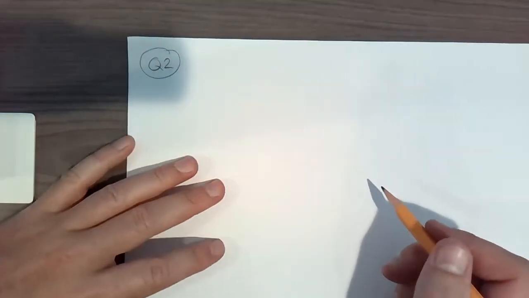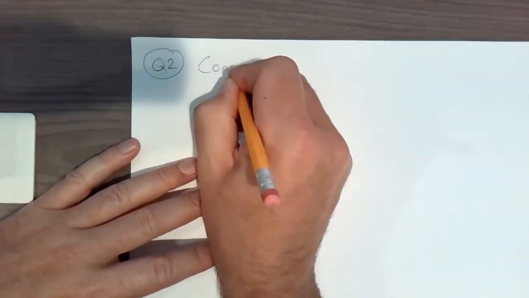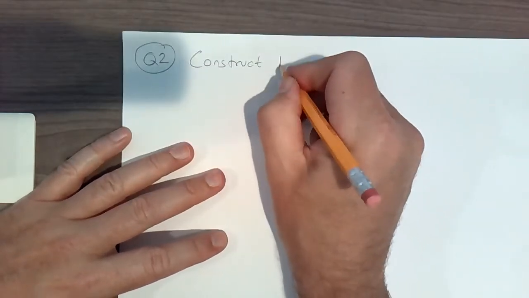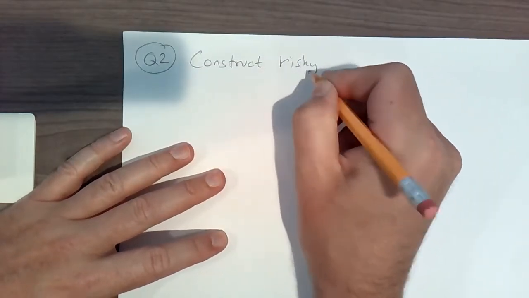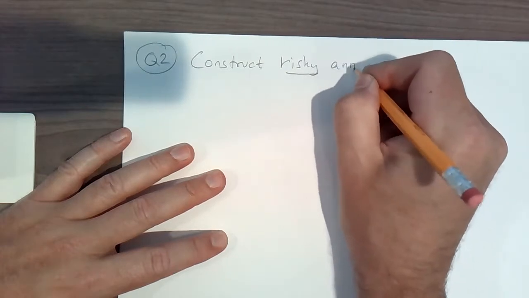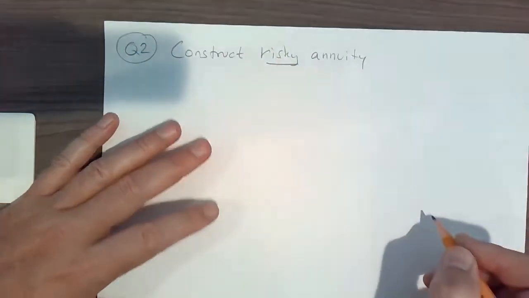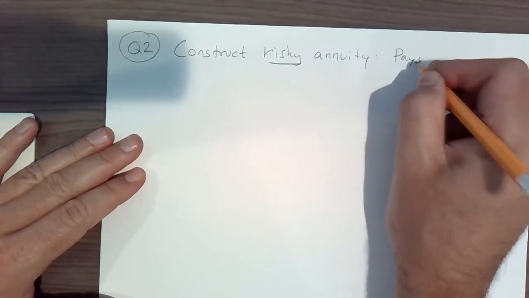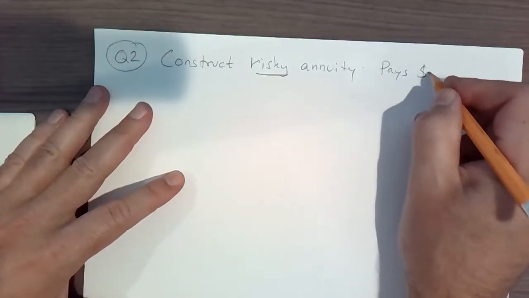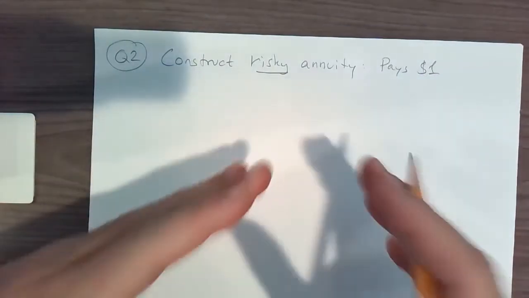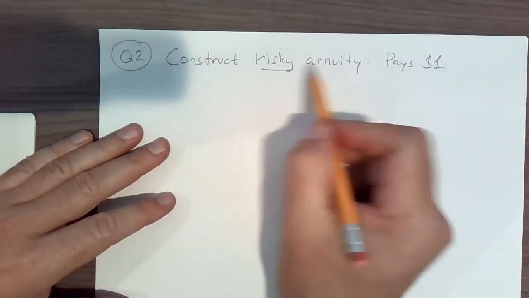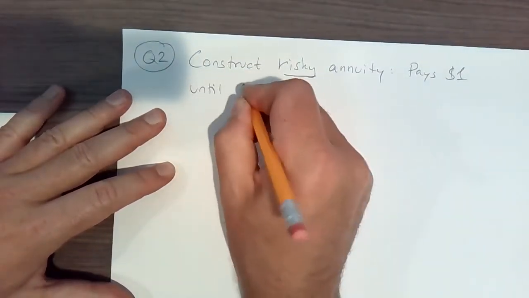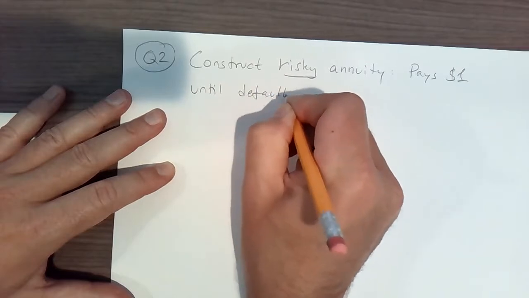We can construct this annuity that we talked about. Construct a risky annuity. So the word risky is in here. So what is a risky annuity? This is something that pays $1. Like an annuity is something that pays a constant quantity, but now it's not risk-free, it's risky. So it pays $1 until default.